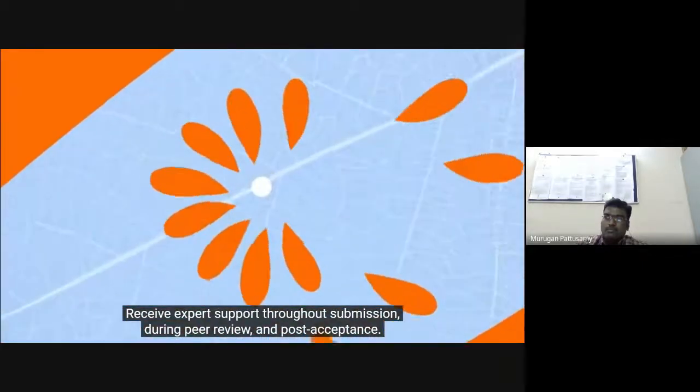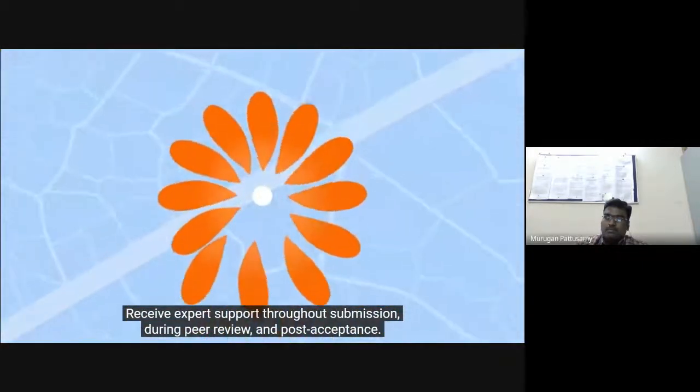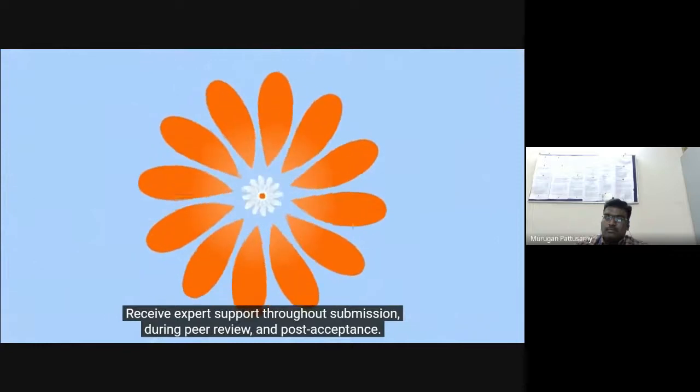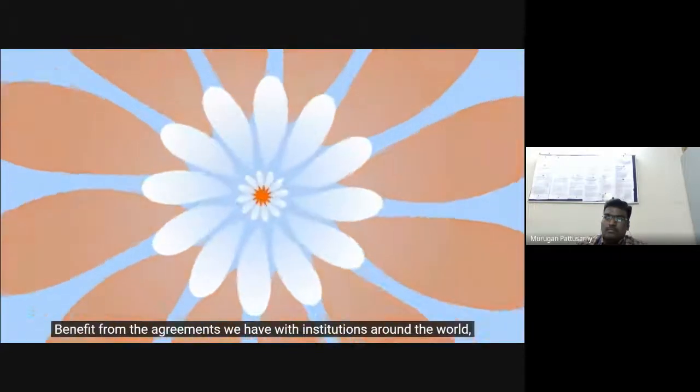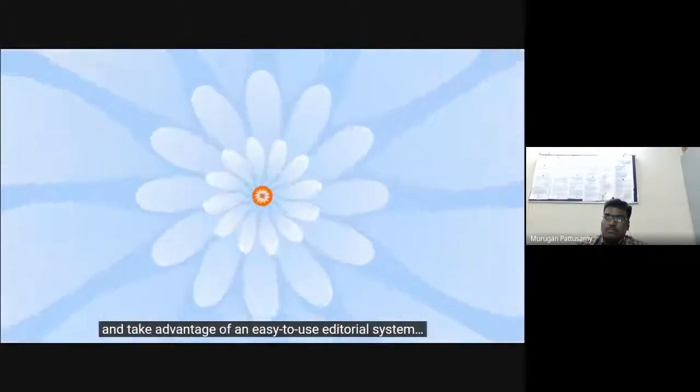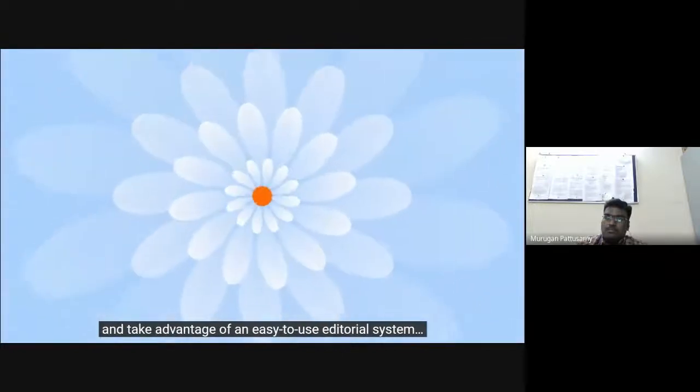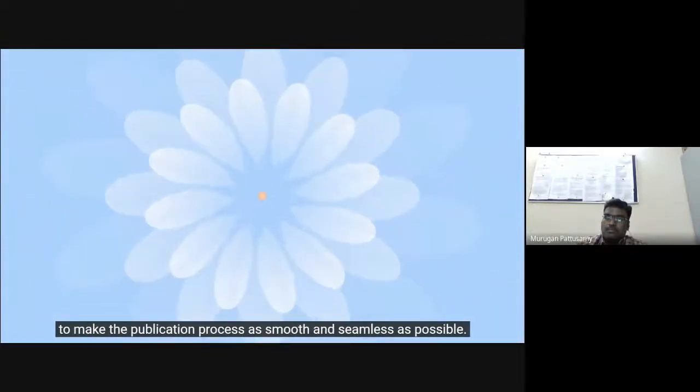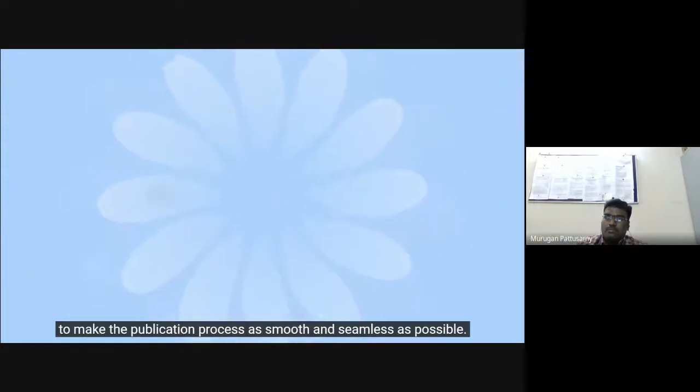Receive expert support throughout submission, during peer review, and post-acceptance. Benefit from the agreements we have with institutions around the world, and take advantage of an easy-to-use editorial system to make the publication process as smooth and seamless as possible.